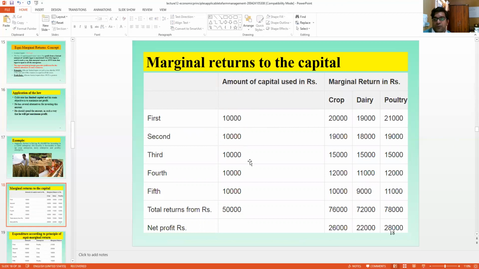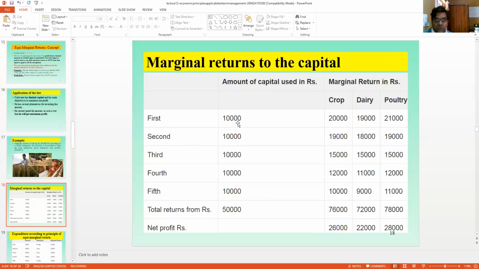Now this is the variable input, right? So the first 10,000 rupees. So totally he has got 50,000 rupees. The first 10,000 rupees, if the farmer is investing in crop, he'll be getting 20,000 rupees. In the case of dairy, he is getting 19,000 rupees. In case of poultry, he is getting 21,000 rupees. If the farmer is investing his entire 50,000 rupees, 10,000 in the first, then second stage, 10,000, third stage, like that, in one enterprise alone, that is crop, what is he going to get? He will be getting 26,000 rupees. So that is the profit he is going to get.